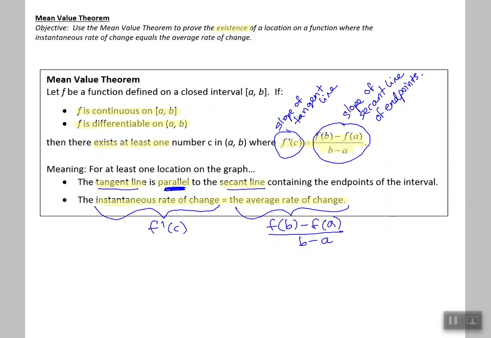It's important to understand this mean value theorem graphically, or we might say geometrically, as we would look at the picture, as well as analytically, where we say the derivative equals the change in y over the change in x.